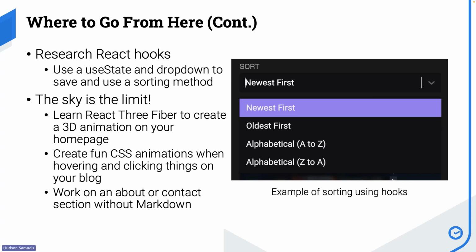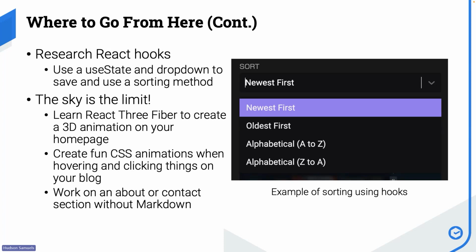Some other things you can do that's a little more technical. One thing I didn't really cover in this is React hooks. So hooks are basically how you can control variables from the React front end. They are very, very important for interactive apps. So if you want to do something like sorting, you'll definitely want to use a hook for that. So you could use a useState and a dropdown to save a sorting method and use that. So for example, if you wanted to sort your blog posts by their date or their alphabetical order, and then really the sky is the limit.